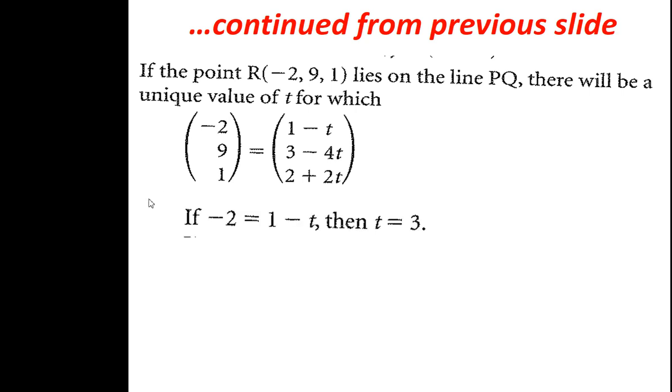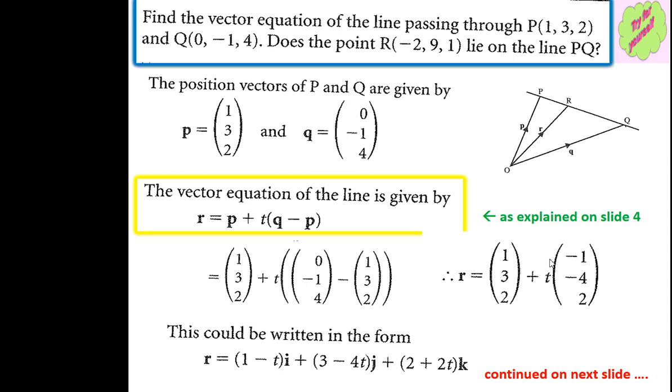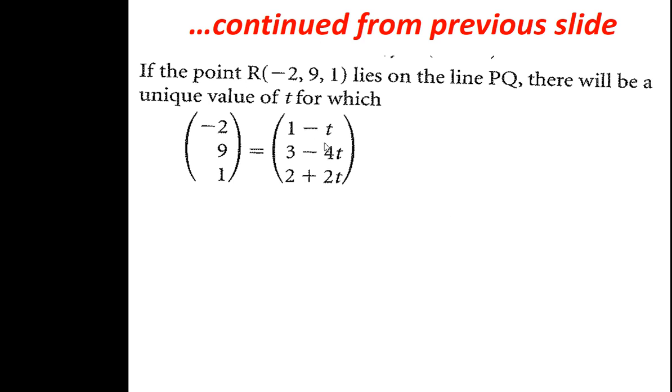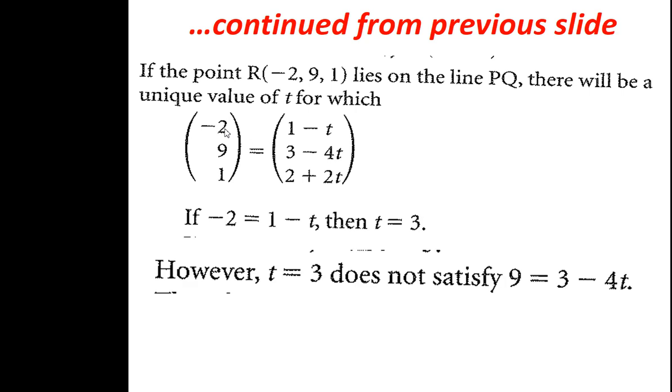So what could you do? Try to think. If -2 equals the first part, 1 minus t, you can see where we're getting that from. We're getting that from these three things. These three things are what we're setting up, and we're setting these equal to those three things. So if -2 equals 1 minus t, then if you solve for t, you'd pop t over here and add 2 here, and you get t equals 3.